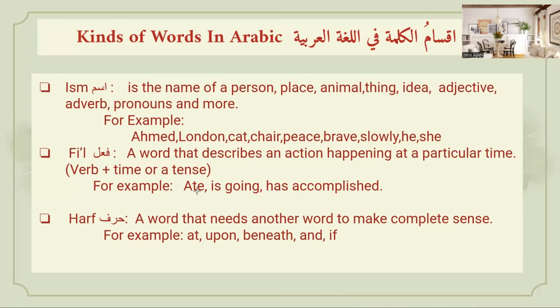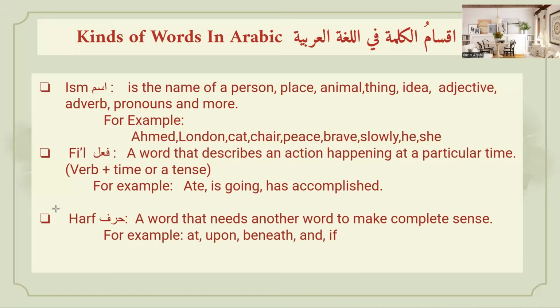Like he ate. So ate is a fail. Why? Because the action happened in the past. So time is also mentioned when you say ate, the past tense. To eat is not a fail, because to eat doesn't tell you when the action is happening. The same way, he is going. The action is happening in the present. So time is also there and action also there. Has accomplished: the action is already done in the near past. So fail is action plus time, and ism includes noun, pronoun, adjective, ideas, and adverb.